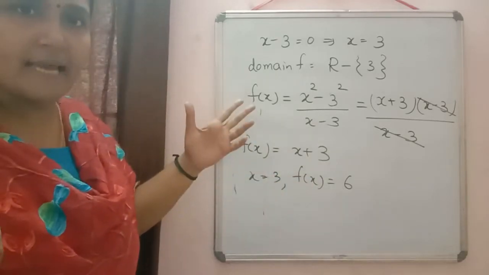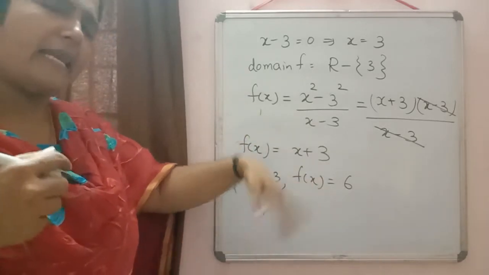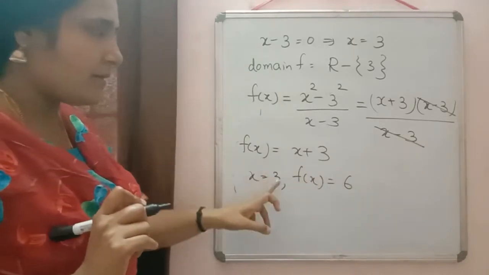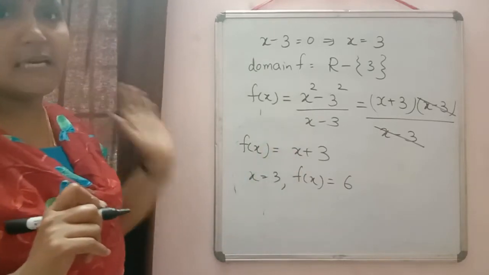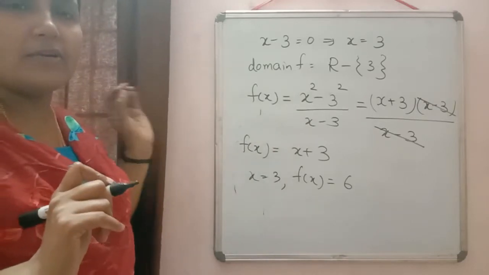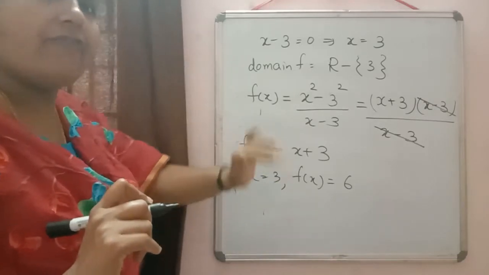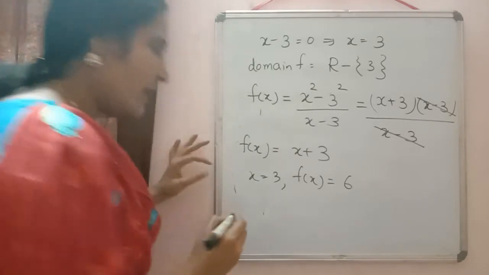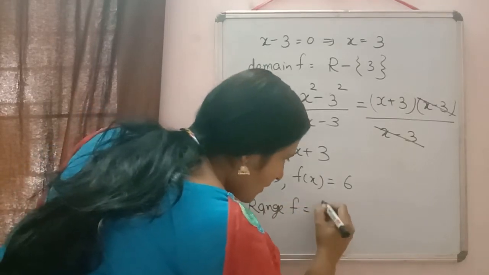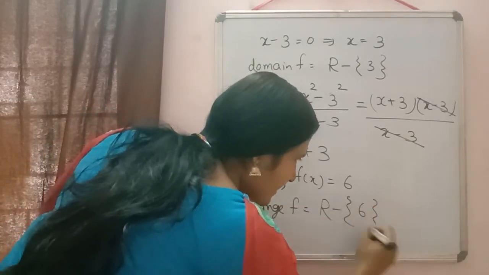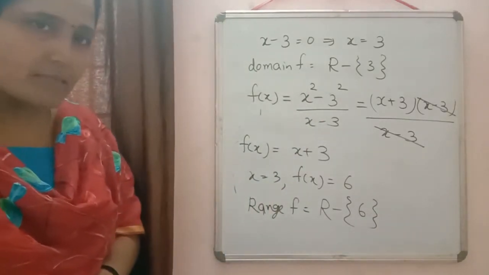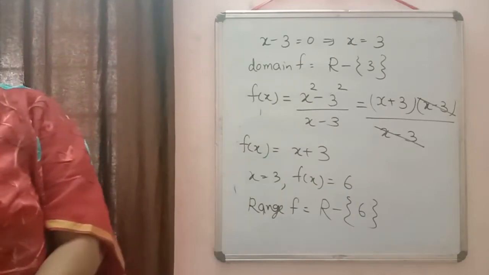Any other value x can take. So f of x also can take any other value except which one? Except 6. Why? Because x will not take the value 3. So if x is not equal to 3, then f of x also will not be equal to 6. Except that, f of x can take any other value. So we will write here range of f is equal to all real numbers except which number? 6, because x will not be equal to 3. Is this method clear? Okay. Now write down the next one.